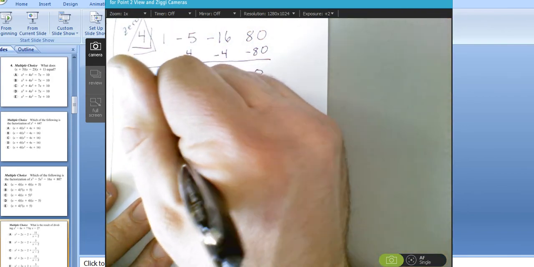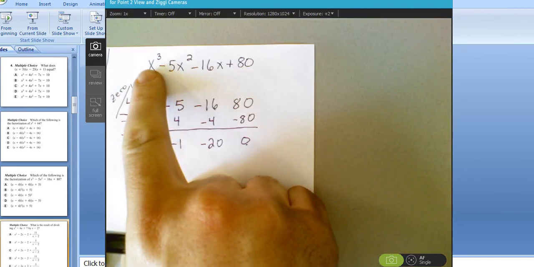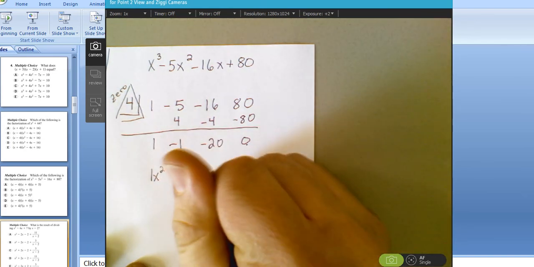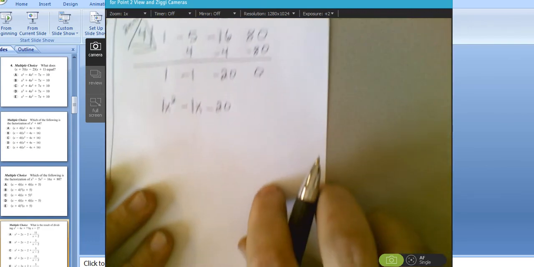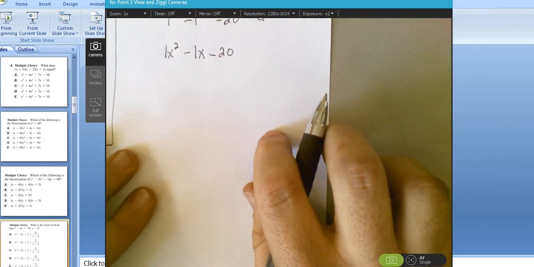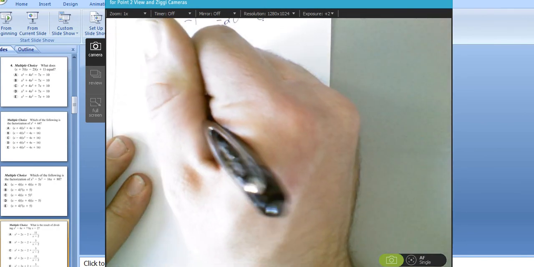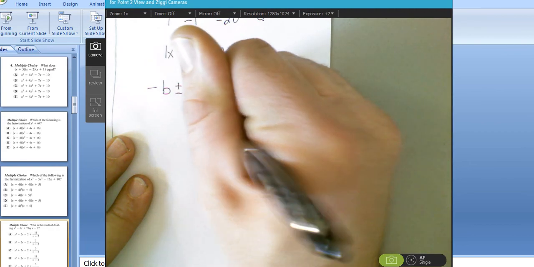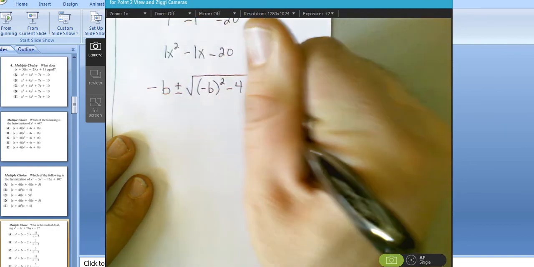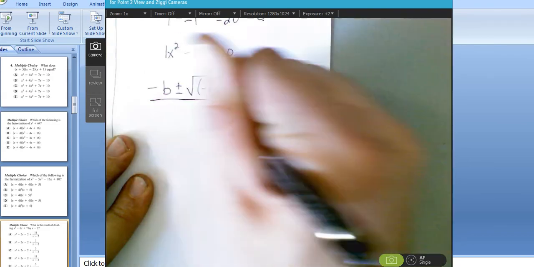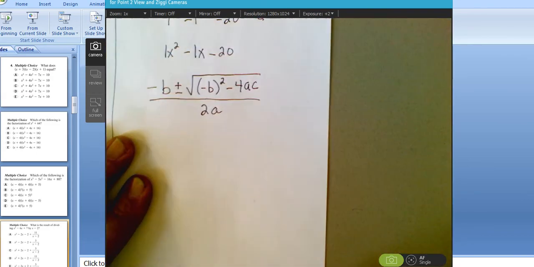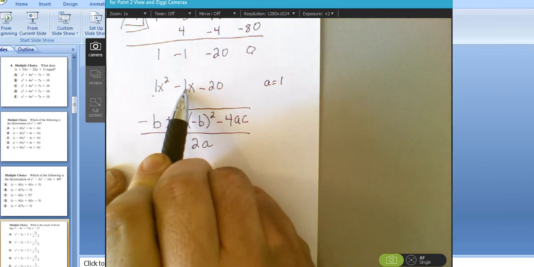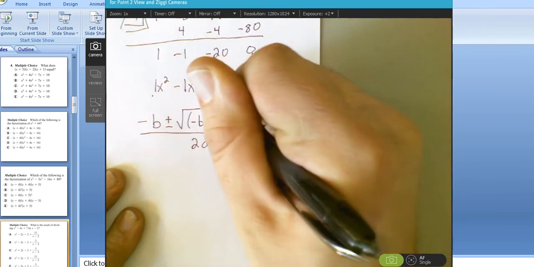My answer is 1x squared, because I started with the cubic. Now I drop the power by 1, minus 1x minus 20. And since I need to find all the possible zeros, I will use the quadratic formula, which I need to memorize. Negative b, the opposite of b, plus or minus the square root of b squared minus 4 times a times c, all the way back over 2a. In this case, a equals 1, b equals negative 1, and c equals negative 20.